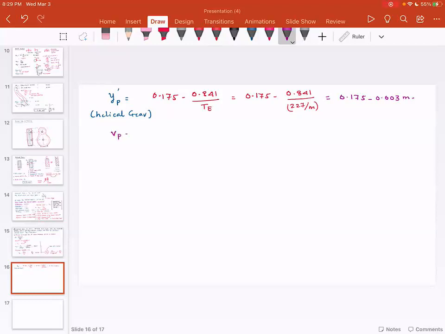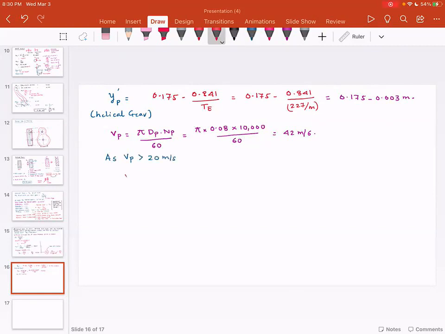Now velocity of the pitch point is pi times diameter of pinion, times speed of pinion, divided by 60. So which is pi times 0.08 multiplied by 10,000 divided by 60, which gives you 42 meters per second. Now, please understand this is quite high velocity. So we have to use the velocity factor for velocities greater than 20 meters per second, as Vp is greater than 20 meters per second.